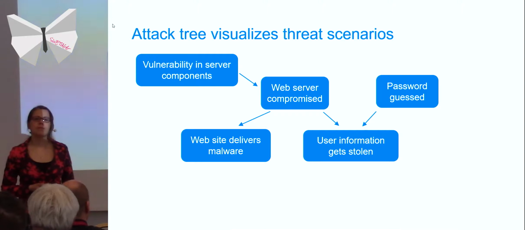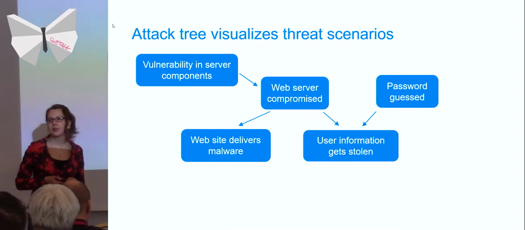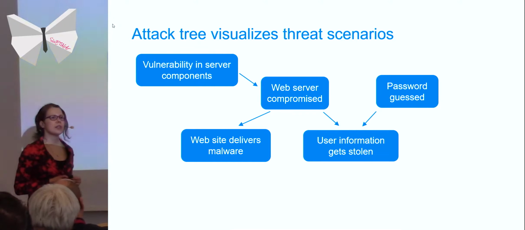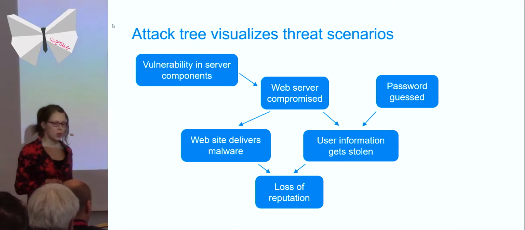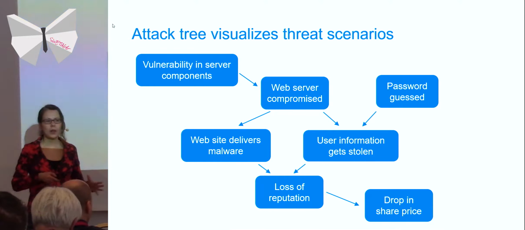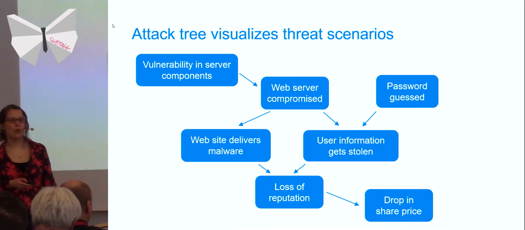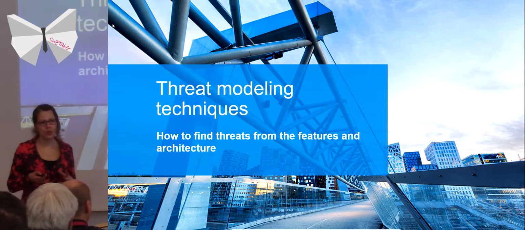And if I was that user, I got malware, my information was stolen, well, I'm not going to use that company's services again, ever. So that's loss of reputation at least. And we've seen that data breaches may lead to a drop in share price, at least momentarily. So this kind of maps out what can happen if one thing goes wrong. Next I'm going to show you a couple of threat modeling techniques, how to find threats from your features and your architecture.